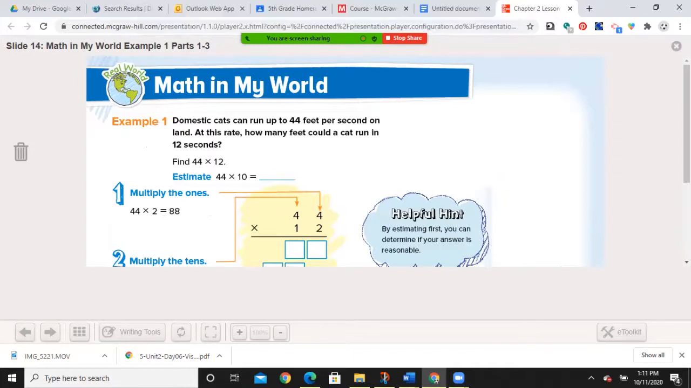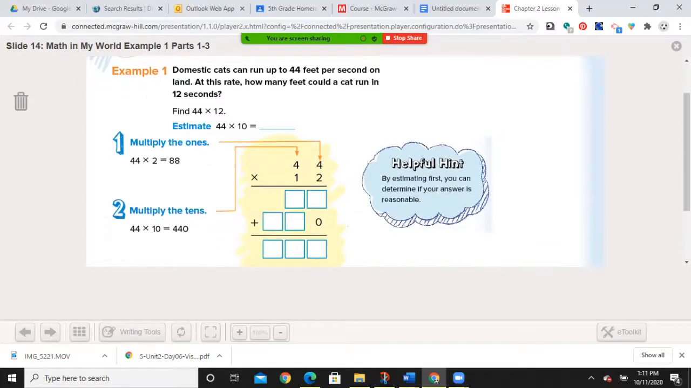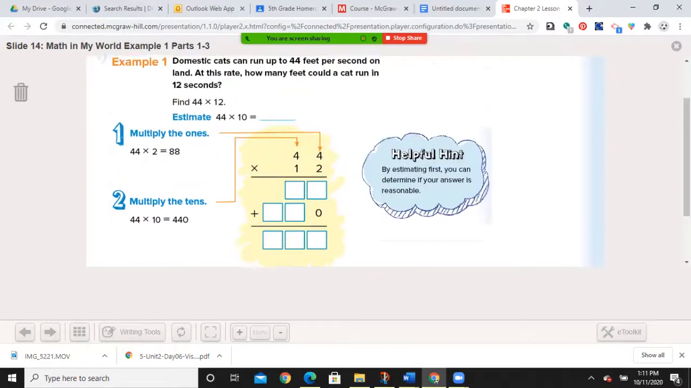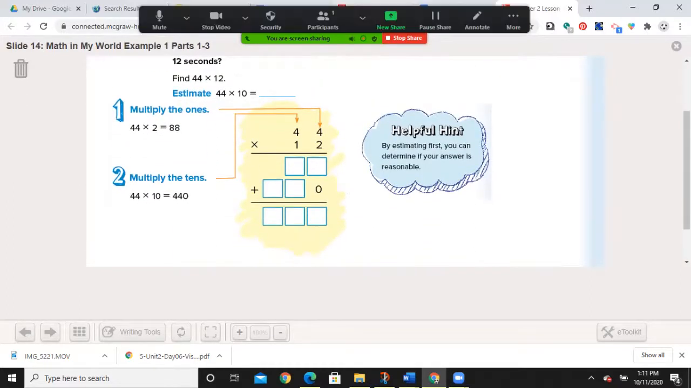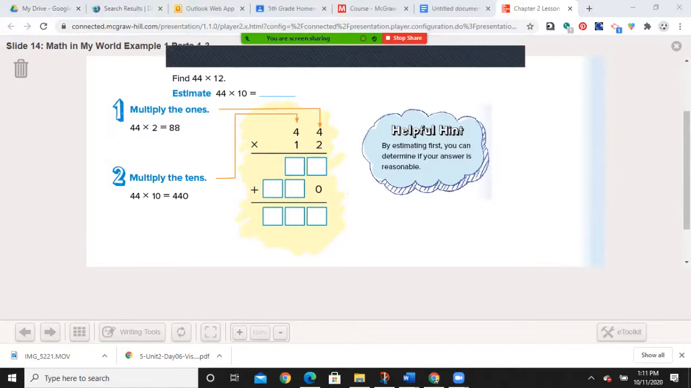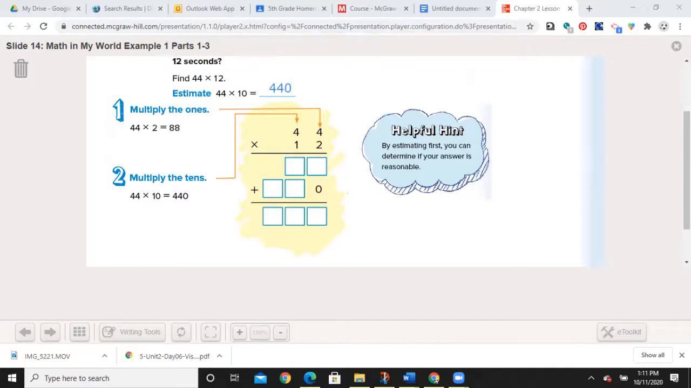Example basic. Domestic cats can run up to 44 feet per second on land. At this rate, how many feet could a cat run in 12 seconds? Always look at your helpful hints on the page. By estimating first, you can determine if your answer is reasonable. So let's get my annotation tool. And my estimate of 44 times 10, well, 44 times 1 is 44, and I add the 0 for multiplying by a 10, I have 440.